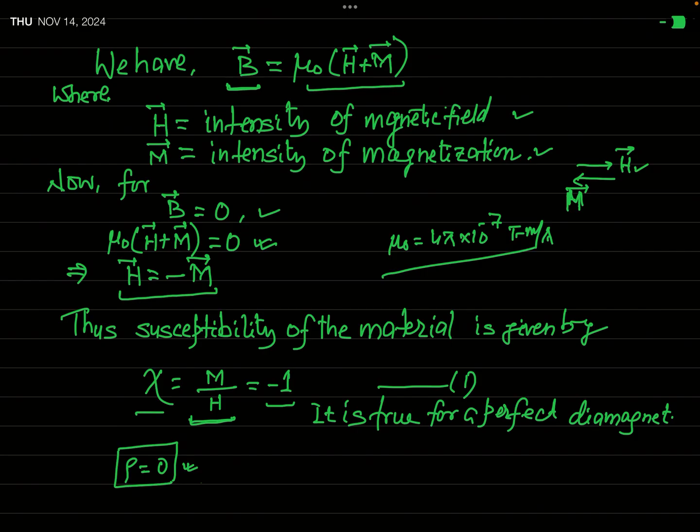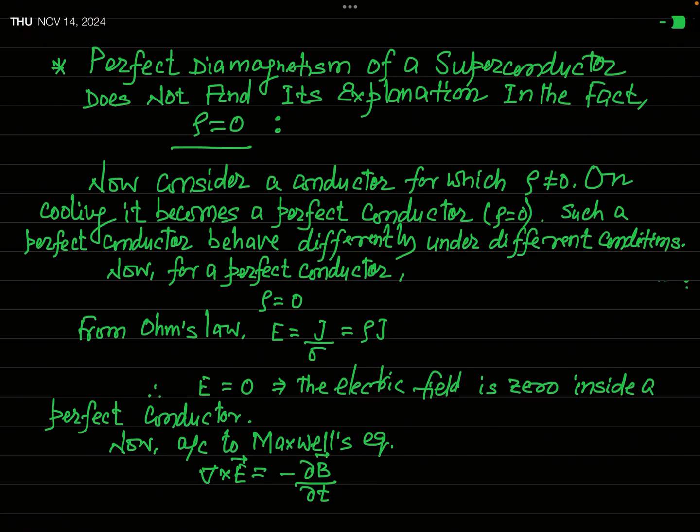How can we say that rho equal to 0 is not the necessary and sufficient condition for the diamagnetic behavior of a superconductor? To explain this, let us consider now a perfect conductor, not a superconductor. So consider a conductor, mark it, not a superconductor, for which rho is not equal to 0.